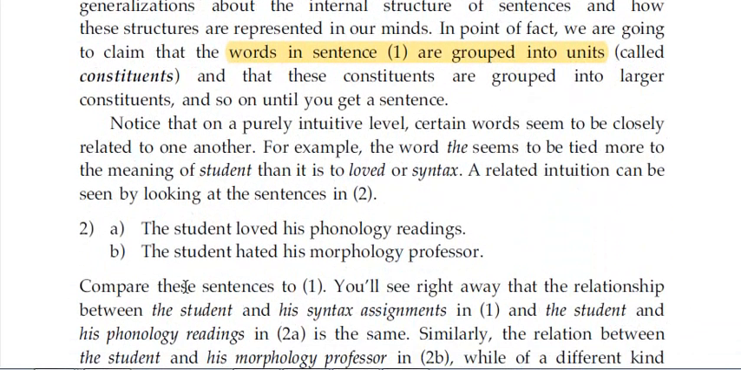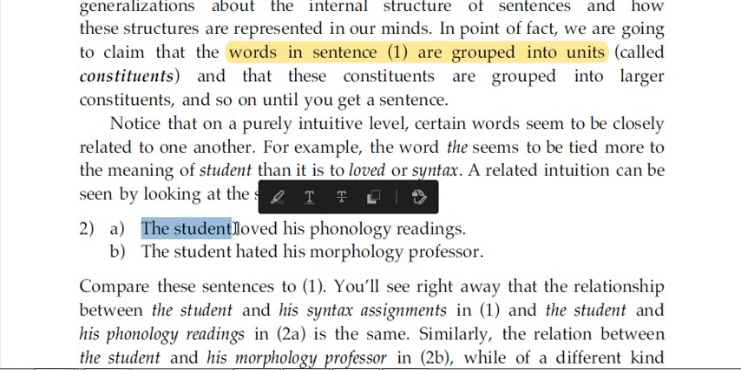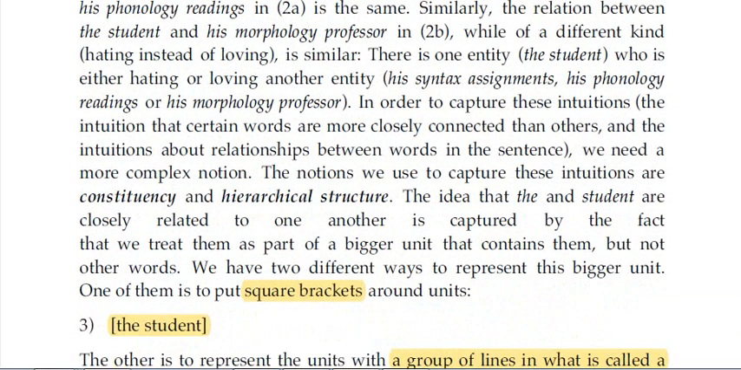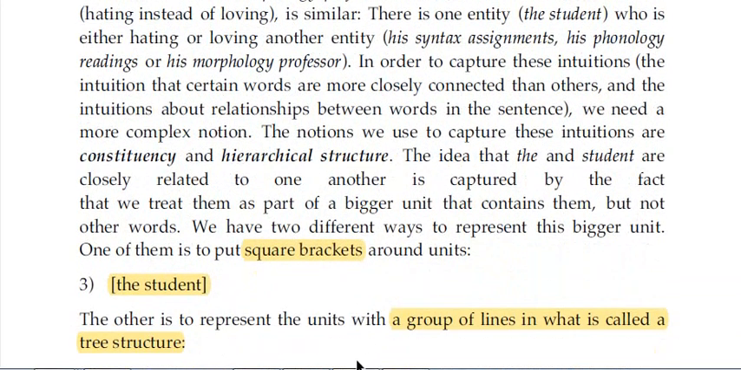Okay, like the student loved his phonology readings. So the first constituent is the student, and then the second is loved his phonology readings. So in a sentence we have at least two constituents. Okay, the two constituents are noun phrase and verb phrase.